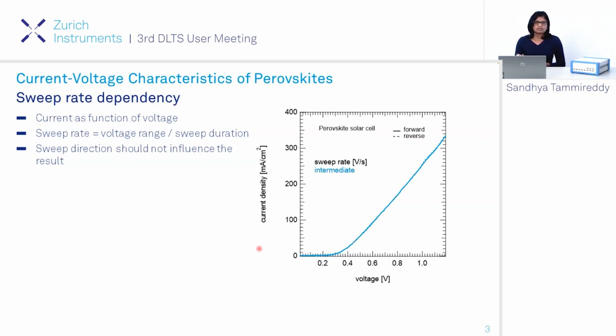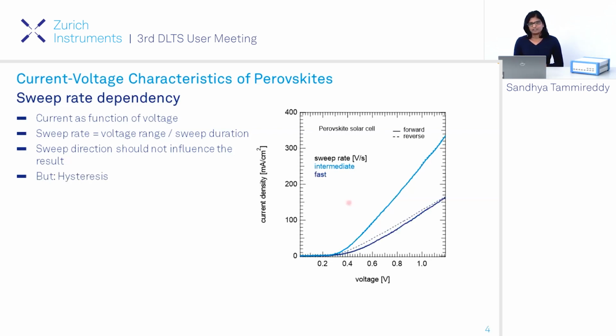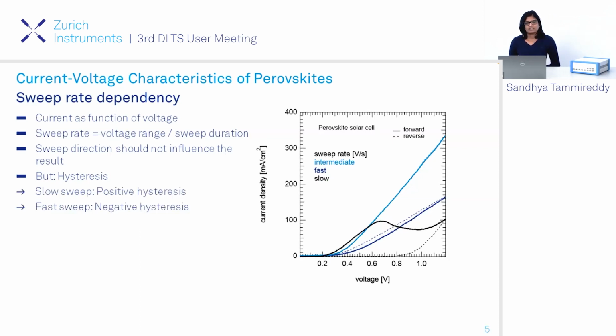Ideally, your IV curves should not depend on the sweep rate or the sweep direction. For example, if I measure from 0 to 1 or 1 to 0, it shouldn't matter. You should be able to see the same result. Let's try to measure the same device a bit faster. This IV curve looks entirely different from what you have seen before. Interestingly, you observe 2 different responses when you measure from 0 to 1, that's forward, and 1 to 0, meaning you have hysteresis in your device. Let's see what happens if you measure slowly.